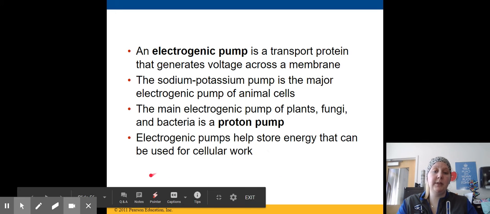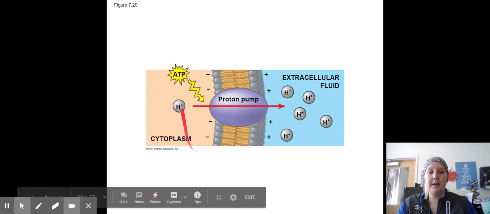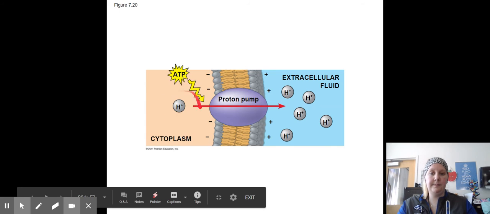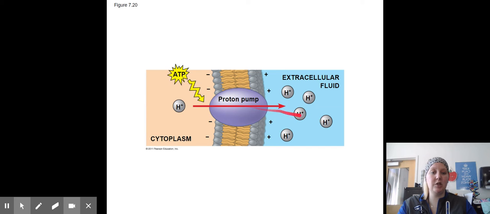These help store energy that can be later used for cellular work, and this is something we're really going to talk about in our next chapter, because this is a proton pump, and although this is showing a cell membrane, these can be found in many membranes throughout the cell. So we use energy to pump hydrogen ions against their concentration gradient, and then through diffusion, they will slide back in, and in that process, they're actually creating cellular energy. That's something we're really going to talk about with cellular respiration, this idea of a proton pump moving hydrogen ions to allow diffusion to make cellular energy.